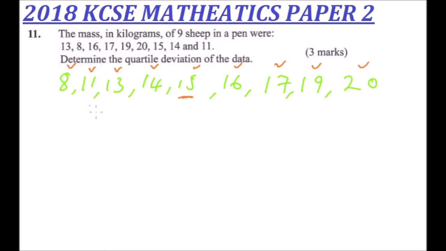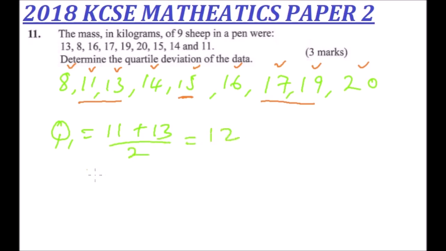So quartile 1 will be the average of 11 and 13, and quartile 3 will be the average of 17 and 19. So we say that Q1 is equal to 11 plus 13 divided by 2, and this should give you 12. Then Q3 is equal to 17 plus 19 divided by 2, and that should give you 18.